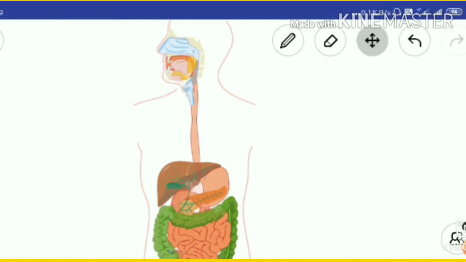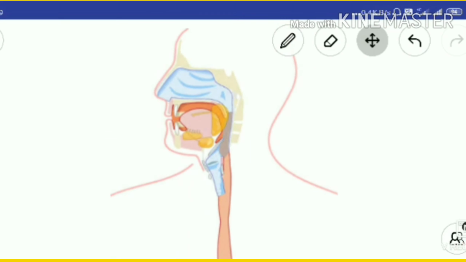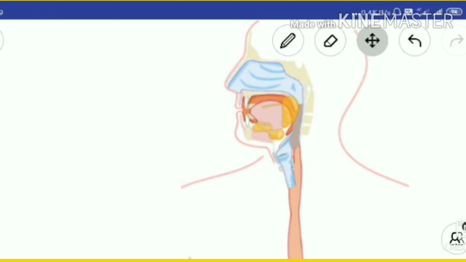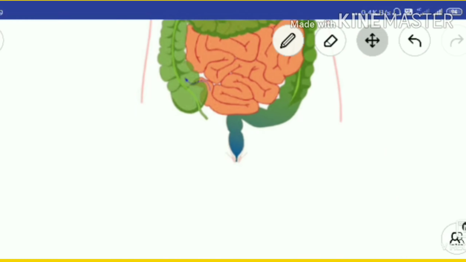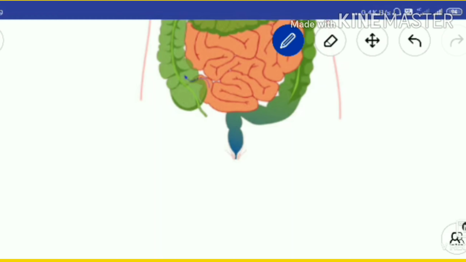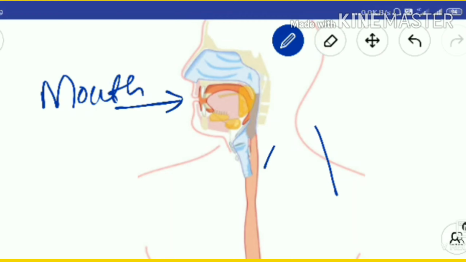Okay, see, this is the human digestive system. It starts from the mouth. This is the mouth. See, it's a long tube. Can you see? It is opening out at the end. See, this is the anus. So this tube that starts from the mouth goes through another tube.